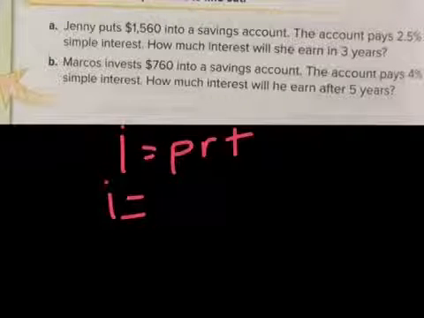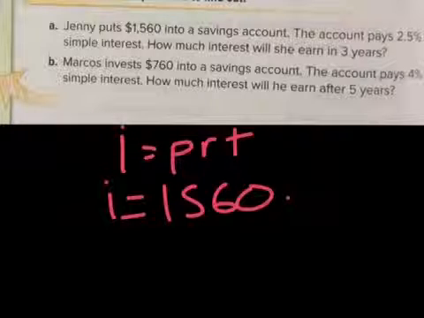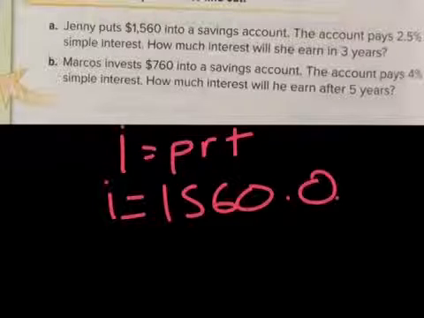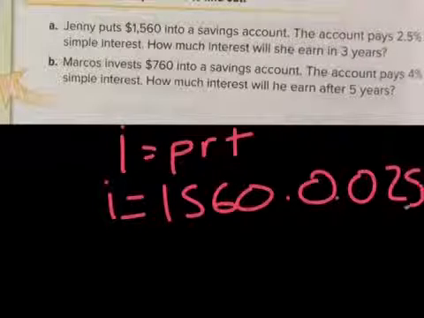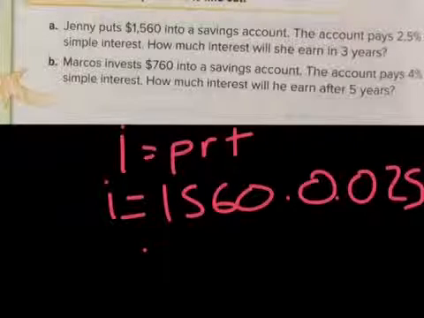Interest equals P, which is $1,560, times the rate. The rate is 2.5%, that will be 0.025. Times. Well, you can put the times on the next line, yes? Okay, times the time, that will be 3 years.